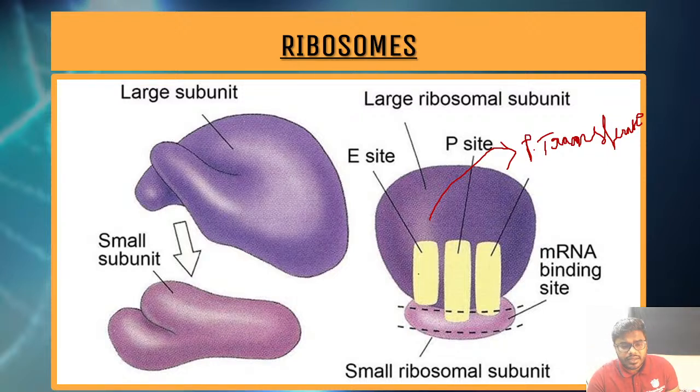Same, right? There are three sites present in the ribosome complex. One we call the E site, P site, A site. I have very clearly mentioned in the E site what kind of tRNAs basically enter.